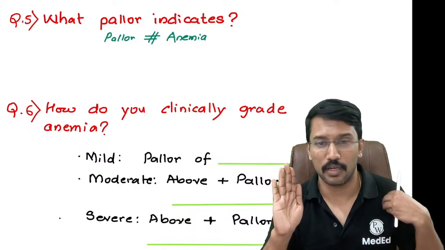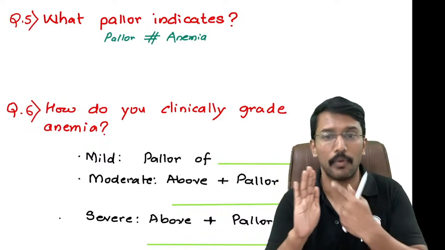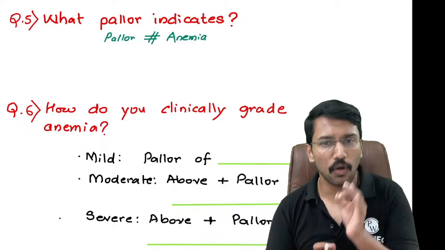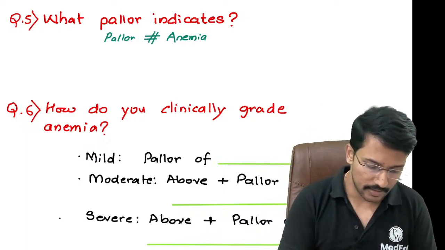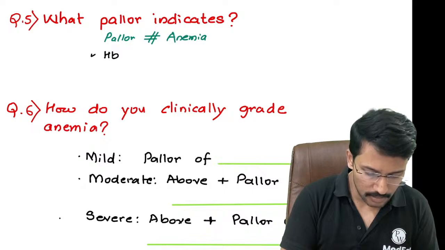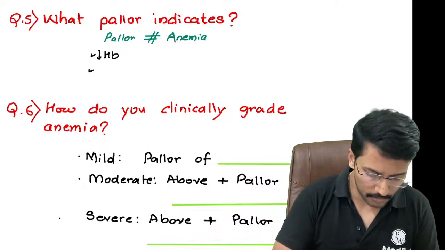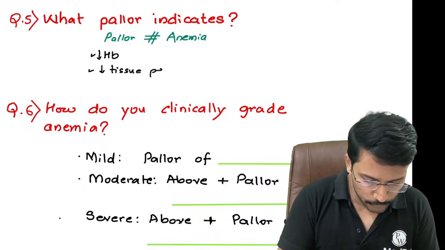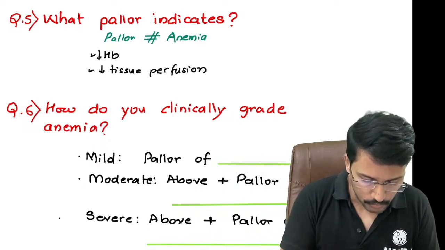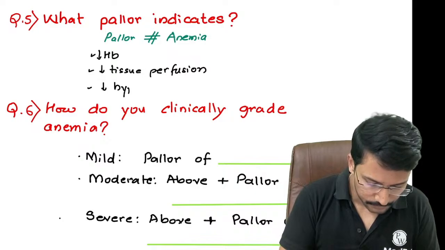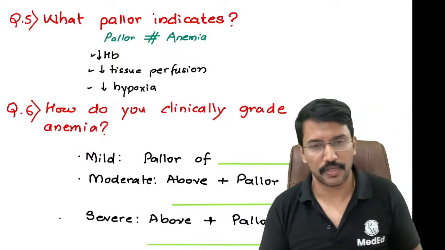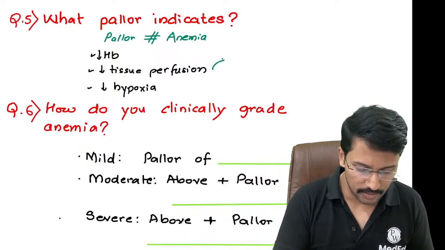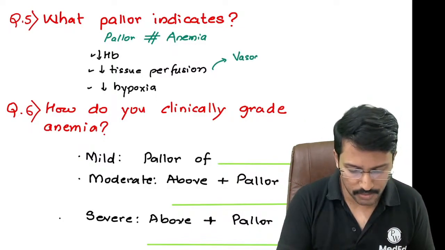But does that mean the hemoglobin in our blood is reduced? No, the amount of hemoglobin reaching the palm is reduced. That's why I said pallor is not always equal to anemia. So pallor can indicate, number one, decreased hemoglobin, or it can also indicate decreased tissue perfusion, or it can also indicate hypoxia. Tissue perfusion can get decreased when there is vasoconstriction.